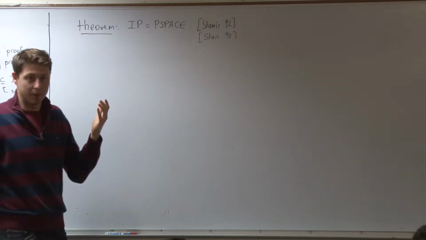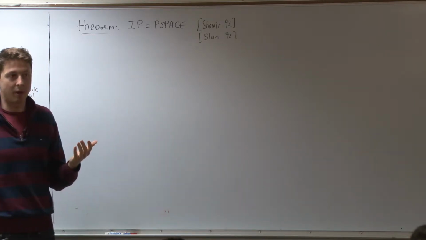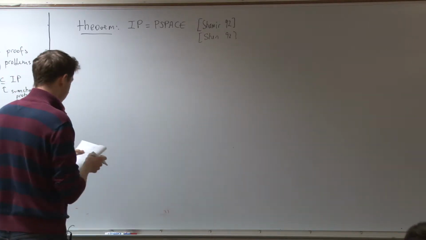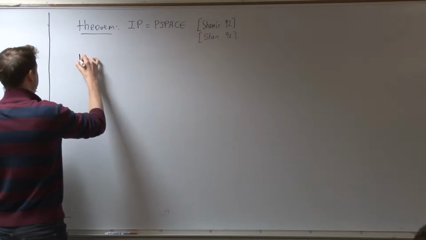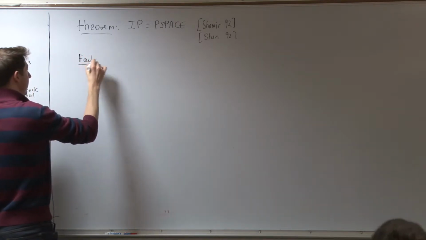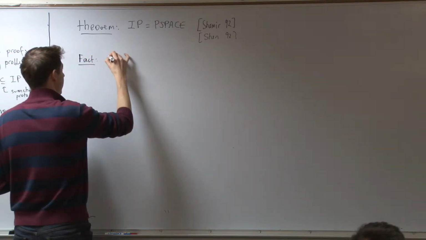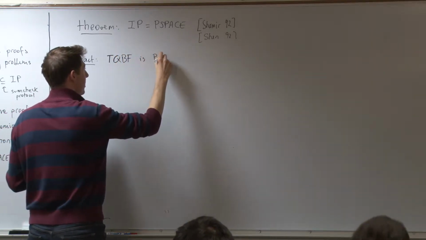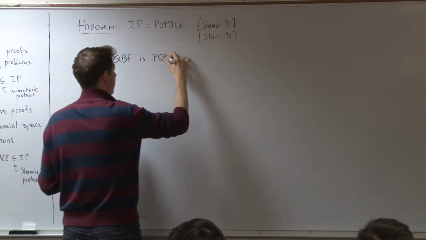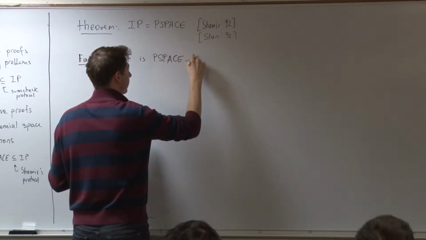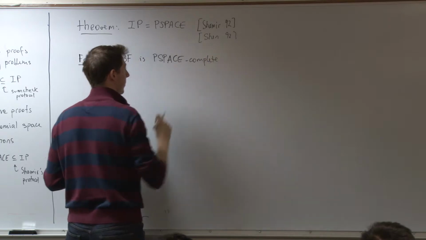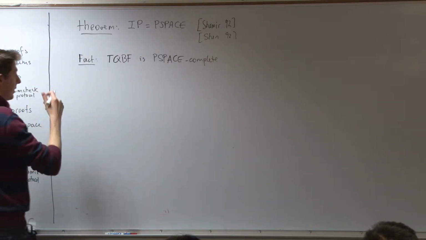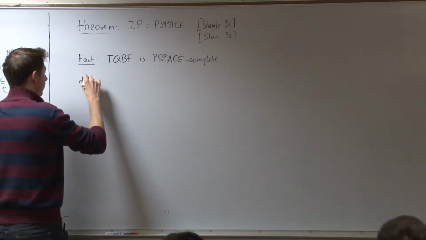This doesn't mean that if a class is not known to have a complete problem, you can't do anything about it. It just means that it's more convenient if you have a complete problem, something concrete to work with. So, as a matter of fact, there is this problem, TQBF, which is Pspace complete. So now we're going to define what the problem is. Let's spend a few minutes talking about this problem. Later, we'll construct an interactive proof to decide this problem.